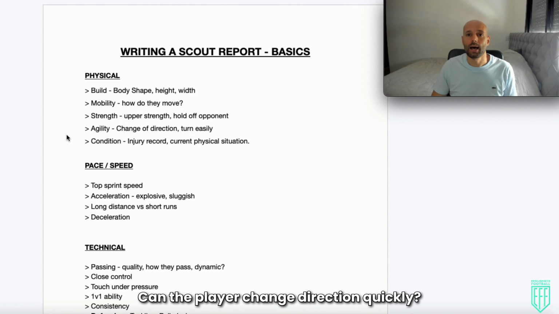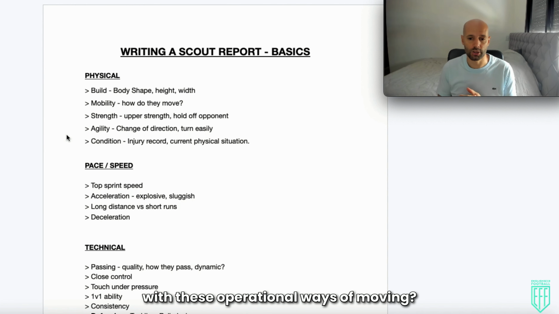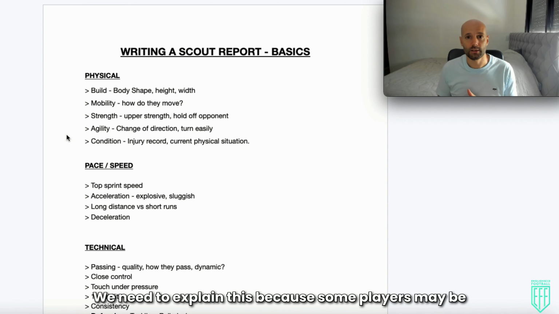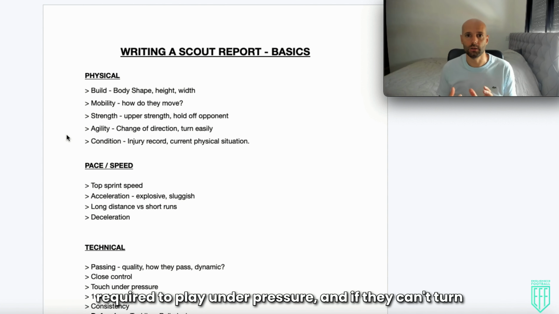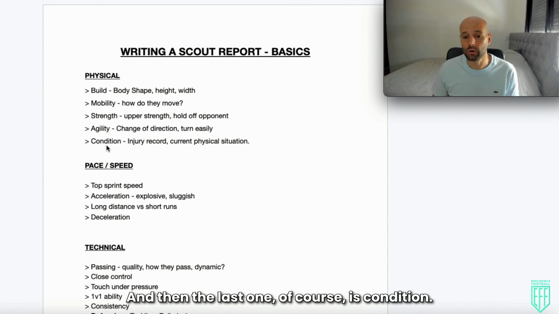Agility. Can the player change direction quickly? Can they turn easily? Is it all smooth for them with these ways of moving? We need to explain this because some players may be required to play under pressure, and if they can't turn and are a little bit stiff, then it's a problem. And then the last one, of course, is condition.